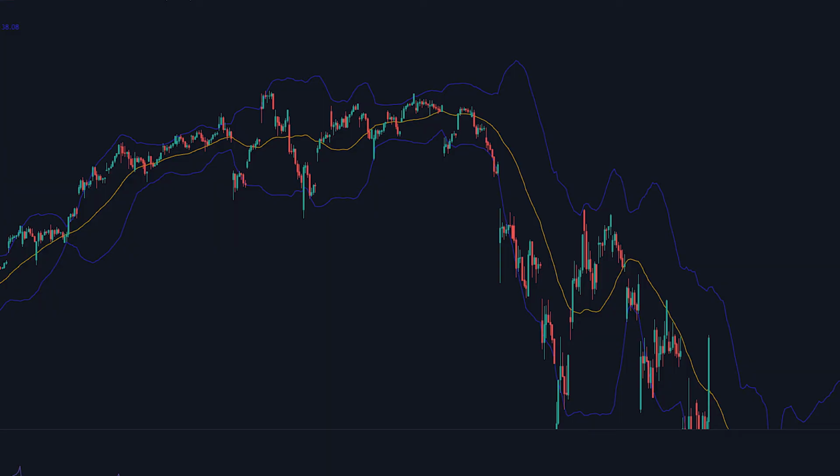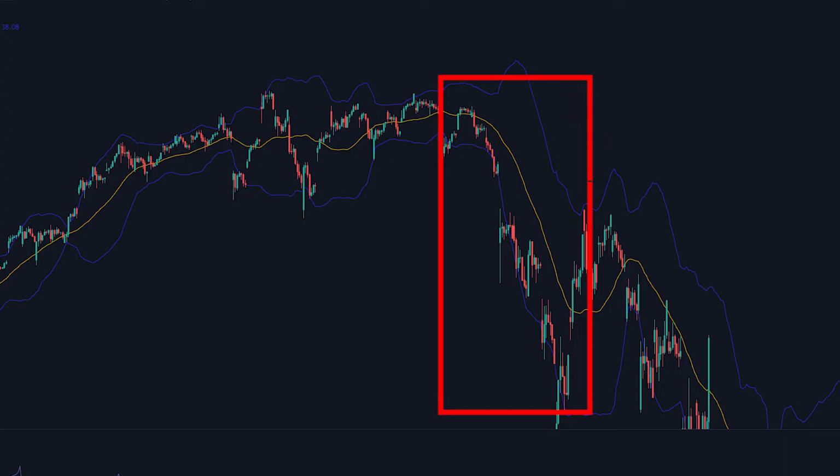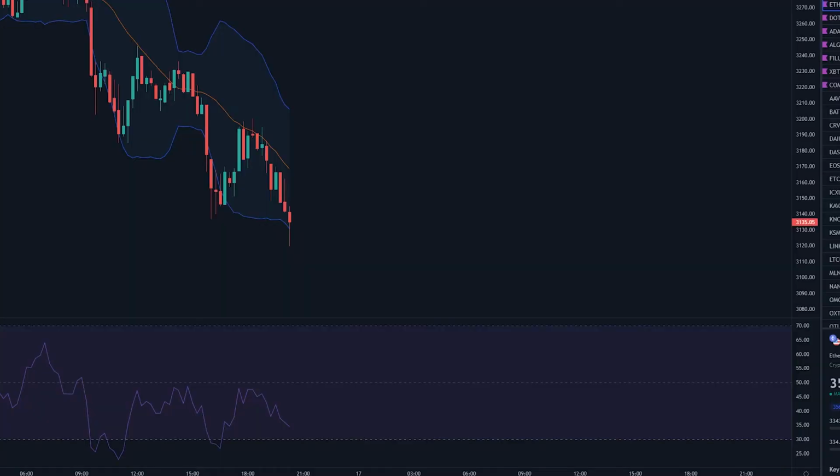Furthermore, the importance of patience in trading cannot be overstated. By allowing ample time for the right signals to materialize, traders can make more informed decisions, ultimately leading to enhanced trading outcomes. Lastly, divergence between price movements and the RSI can often indicate a potential trend reversal.